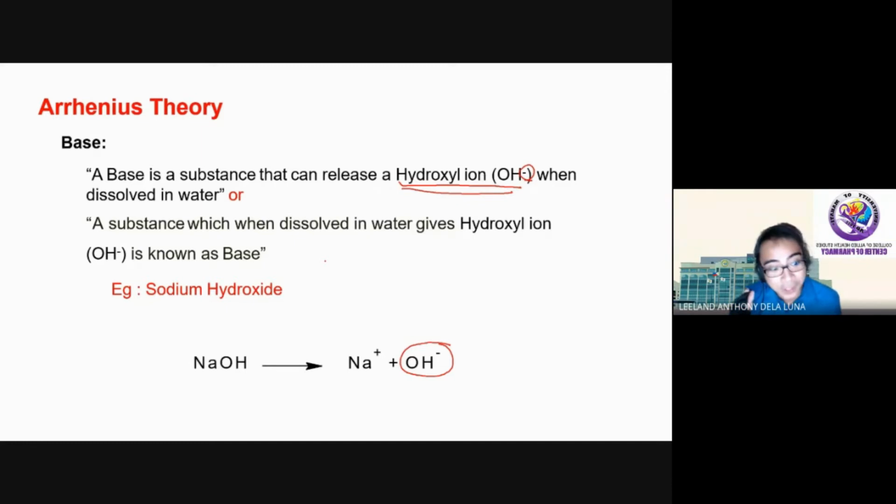So alam niyo ito. Bases have an excess of electrons. So therefore, class, bases are proton acceptors. Gets? They accept protons, kasi ang excess sa kanila ay electrons. Okay? On the other hand, acids naman are proton donors. Right? Now that's mainly based on the Bronsted-Lowry theory. Okay? In terms of protons.